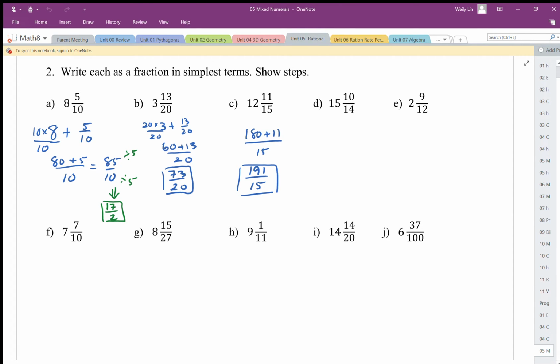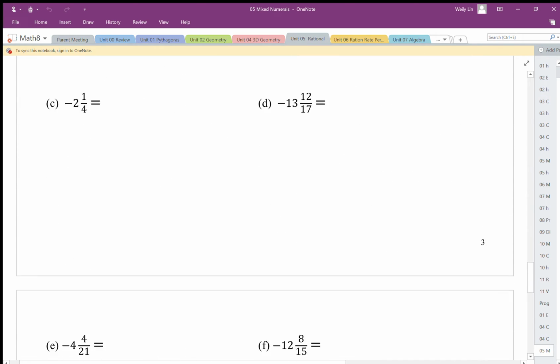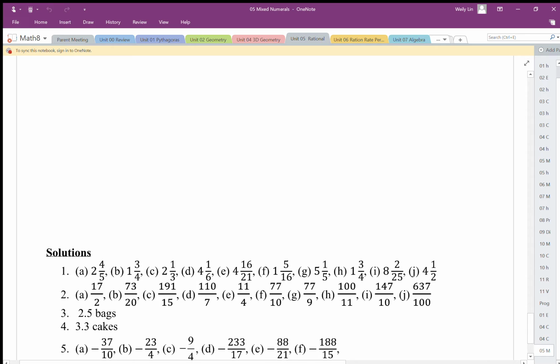So you can complete these on your own. The answers are on the bottom here, so make sure you're checking your answers as you go. So there's solutions here.